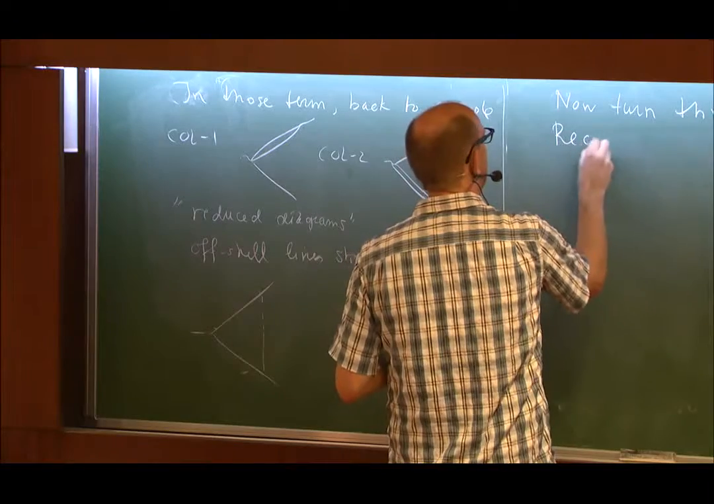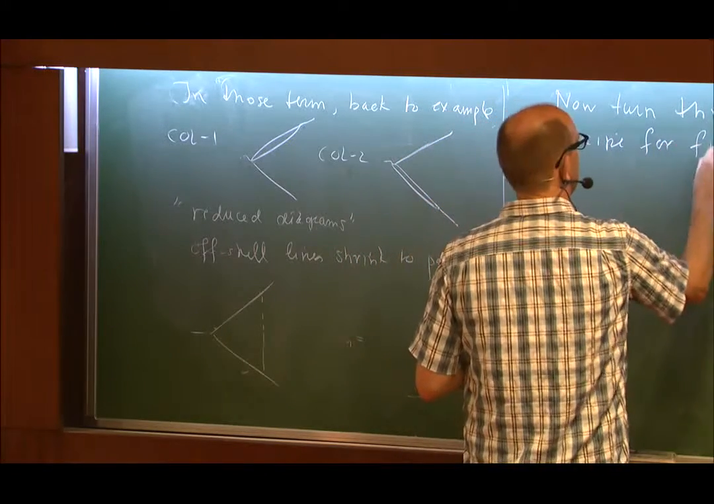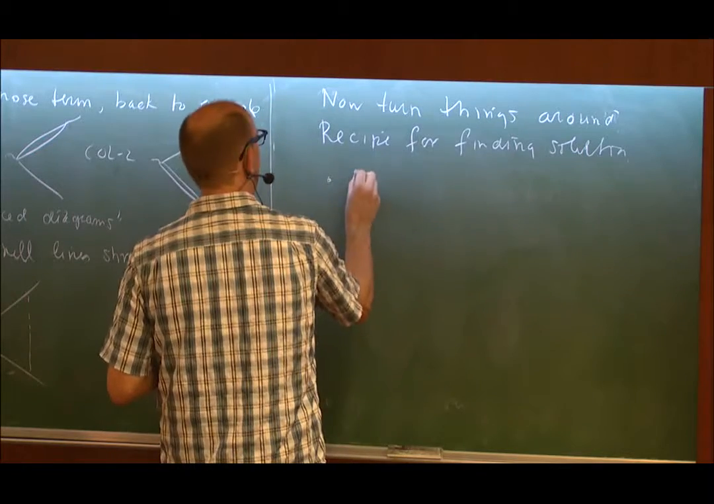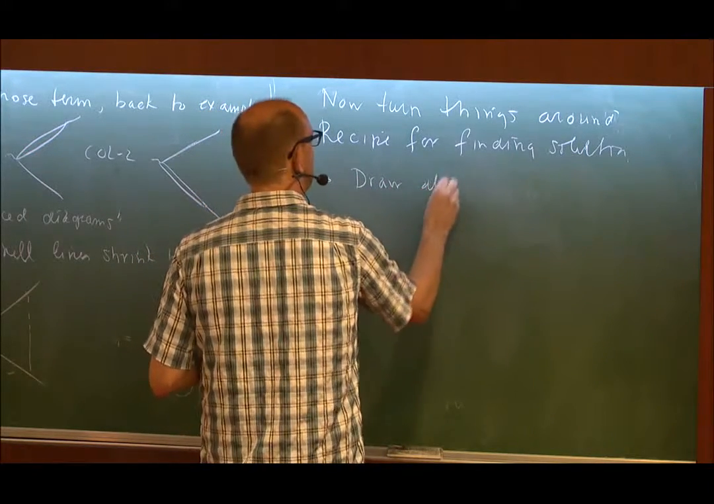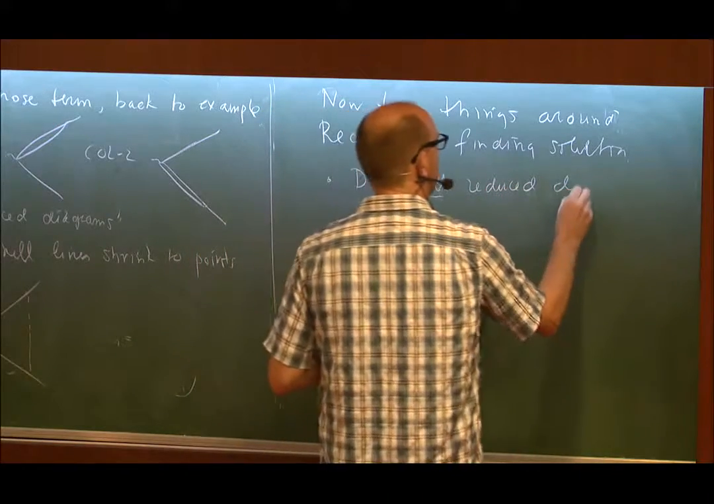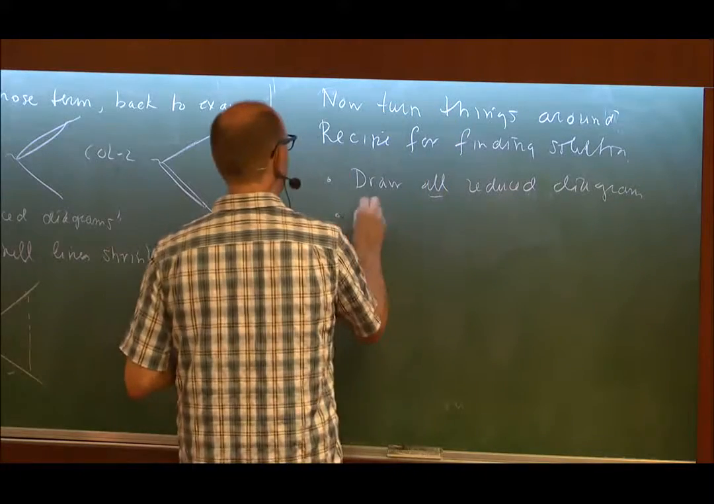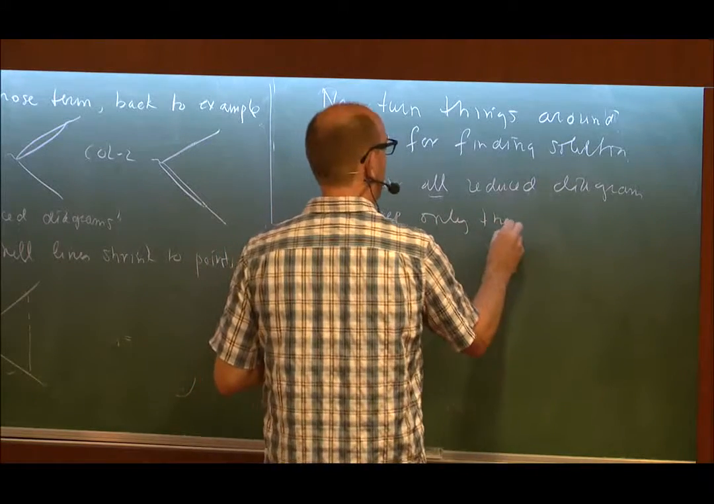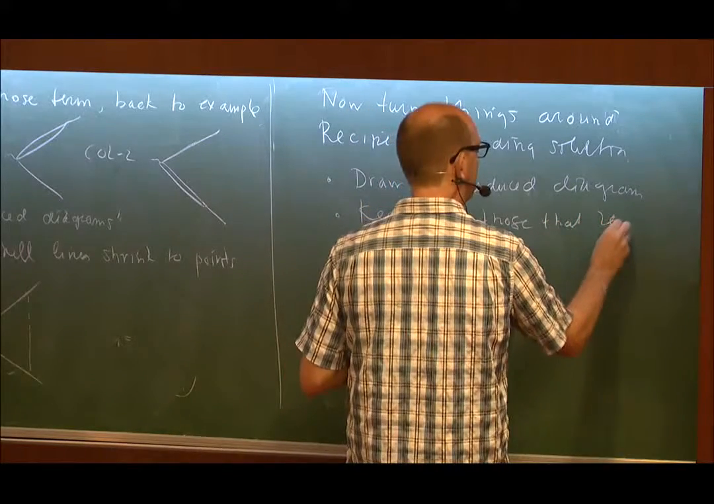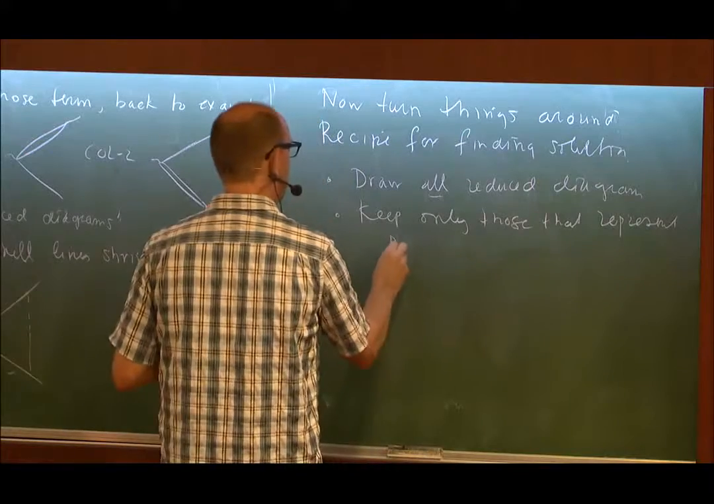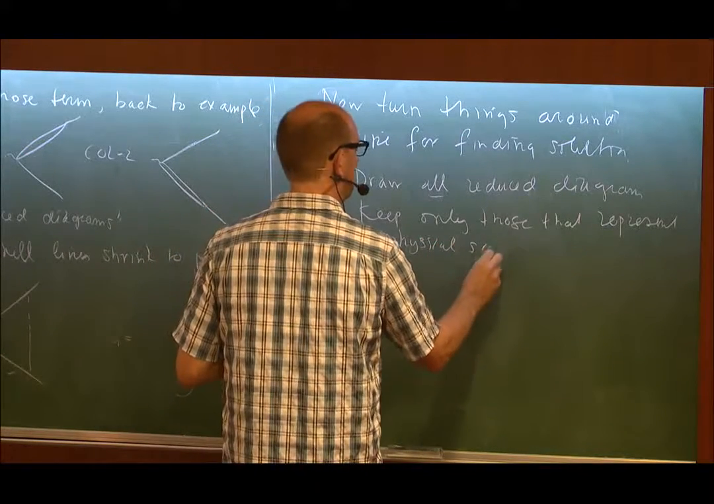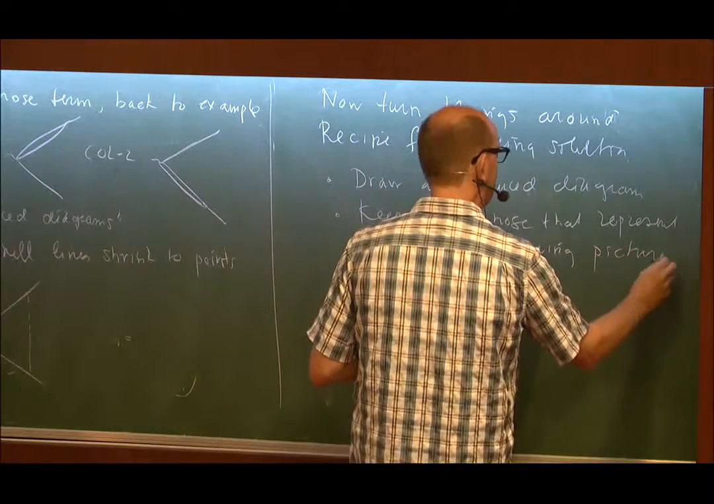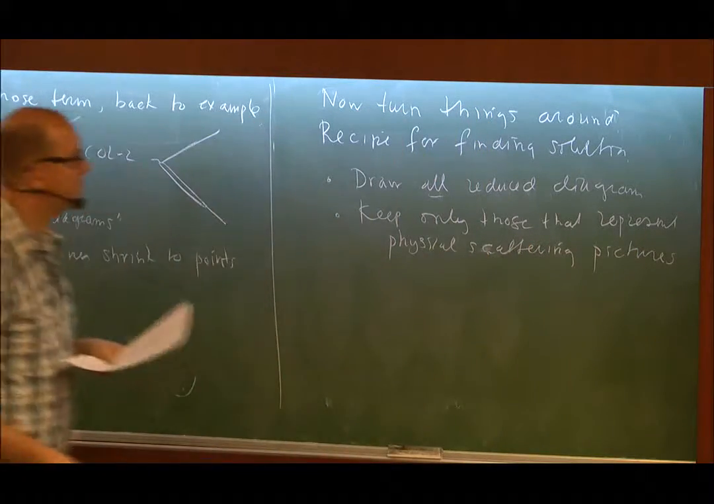So the recipe for finding solutions is then: draw all reduced diagrams, keep only those that correspond, only those that represent physical scattering pictures. So let's do that for this example.